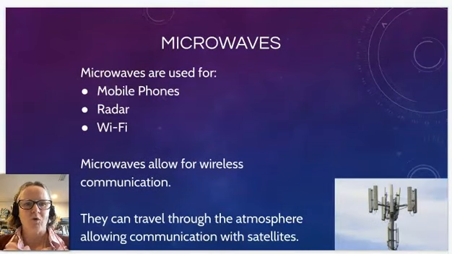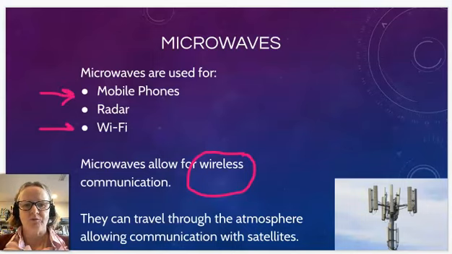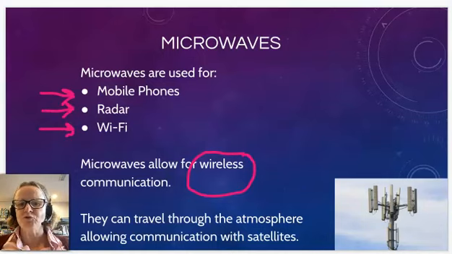Microwaves. Microwaves are also important for wireless communication, and microwaves are the ones we use for our mobile phone, for Wi-Fi, and also for radar. They can travel through the atmosphere and actually leave the atmosphere, so it allows us to communicate around the globe using satellites to send the signal.